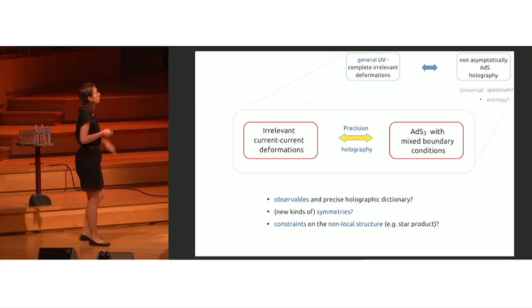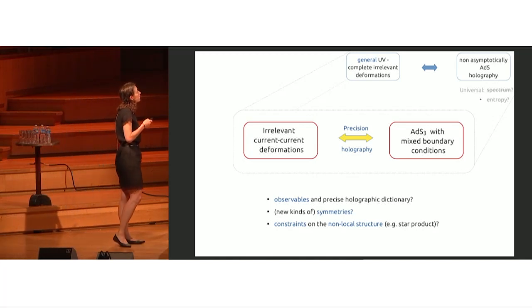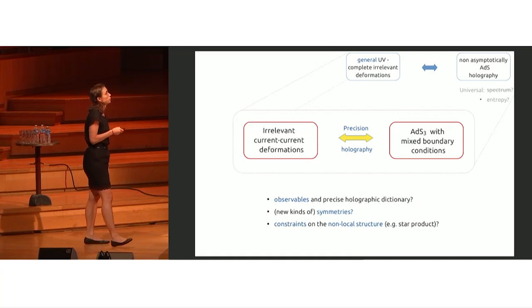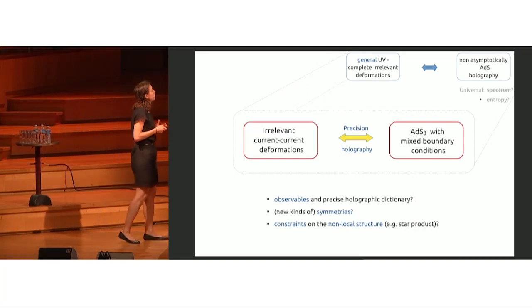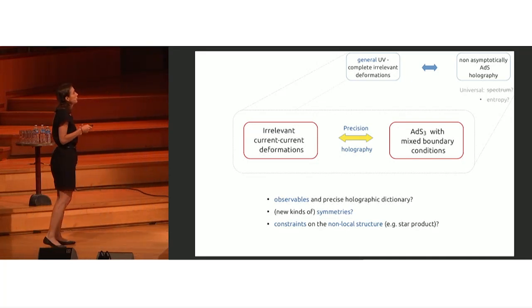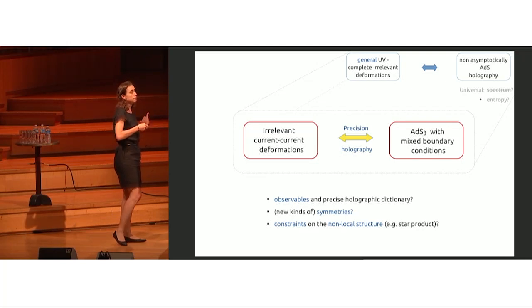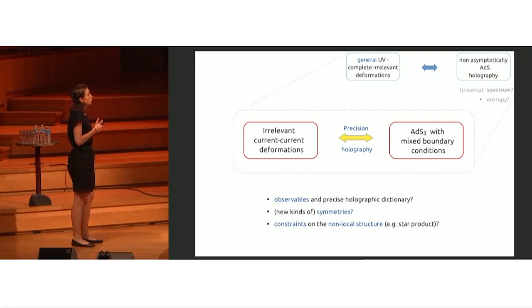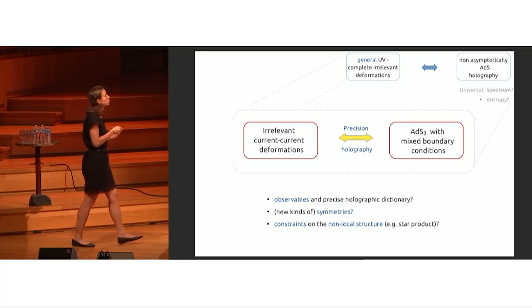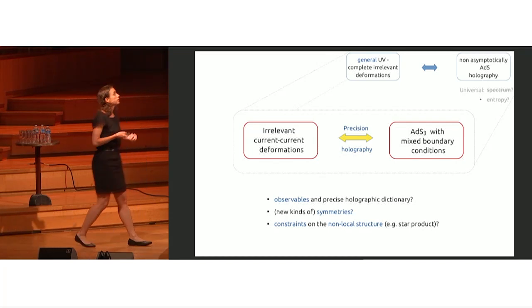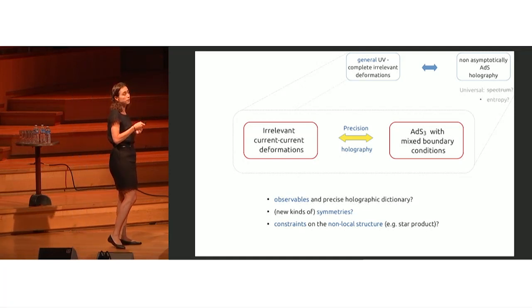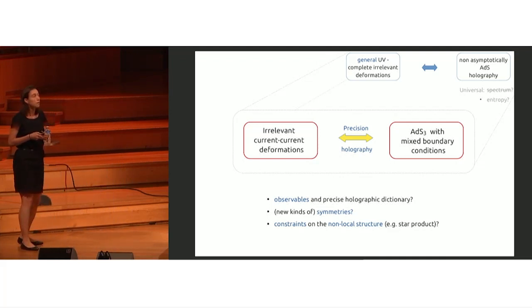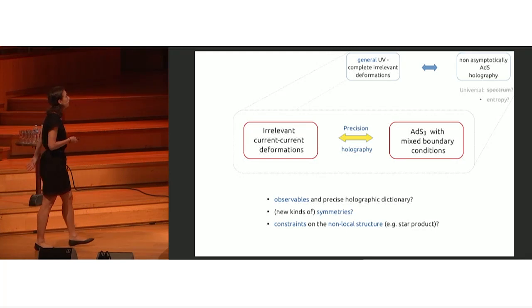So trying to place this talk into the bigger picture, what I'll be discussing today are these irrelevant double trace current-current deformations and how they're related to AdS3 with mixed boundary conditions, and how we can do precision holography between these two. But the hope is that if we manage to classify and study all observables in this duality and their precise relation, and see if there are some new kinds of symmetries that appear, and see what constraints we might have on the non-local structure of these QFTs, which we don't really understand, maybe we can abstract these lessons and then use them to generalize these theories to single trace UV complete irrelevant deformations that might describe non-asymptotically AdS spacetimes. Okay, so that's the motivation.